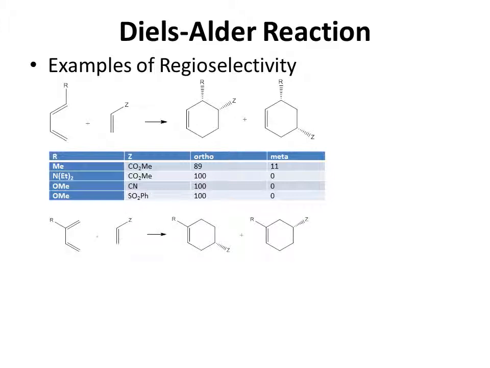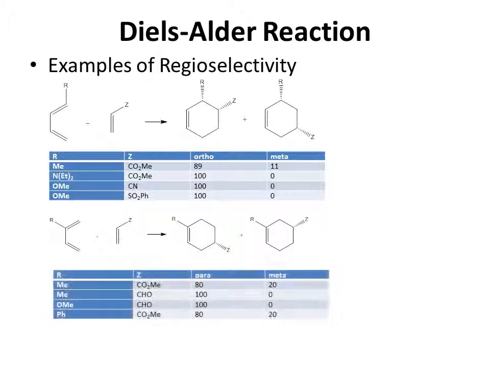When the R group is moved to the second position, then as we would expect, the major product will be the para adduct, and the minor product will be the meta adduct. Again, the methyl group diminishes the regioselectivity of this reaction. However, it can be enhanced if the Z group is changed from an ester to an aldehyde, a stronger electron withdrawing group, so that you get 100% para adduct formation.